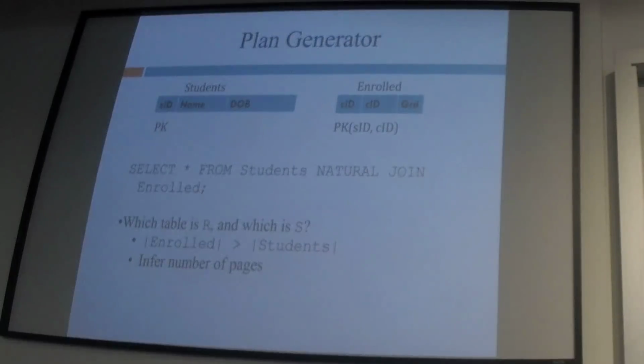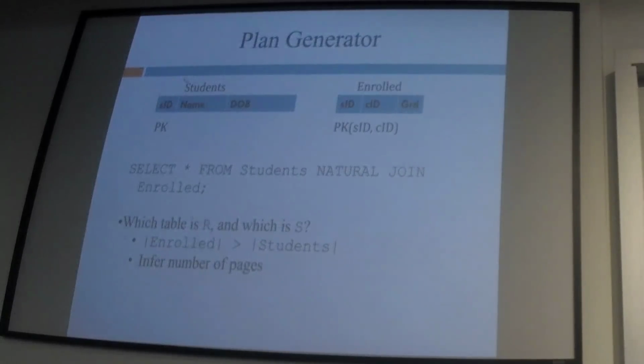So more plan generation, but this time more related to a join instead of just a simple filter. So select star from students natural join enrolled. So first of all, what is that natural join going to do? These are the columns they have in common. So that's like a join on SID equals SID.